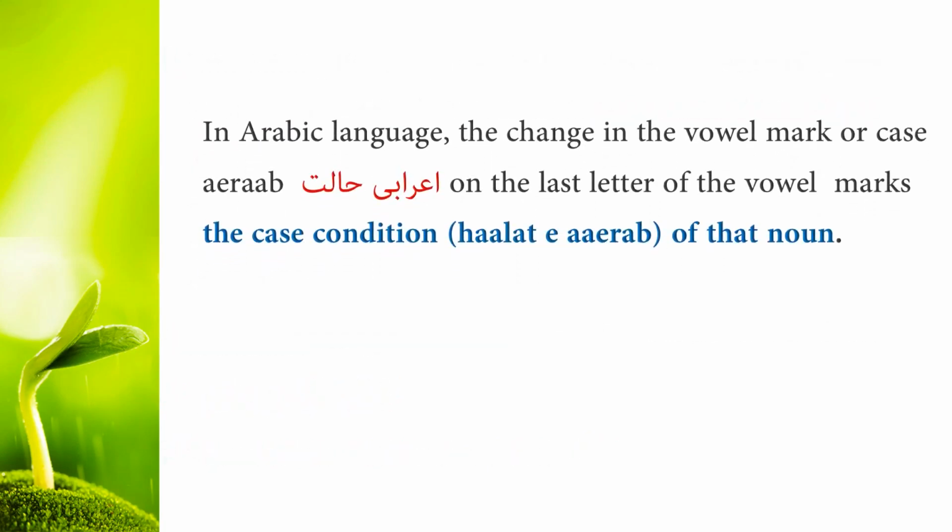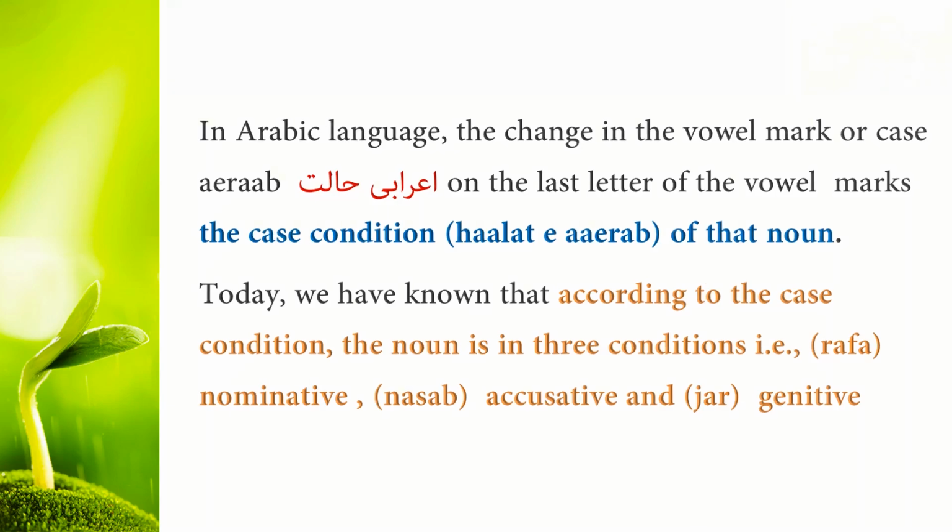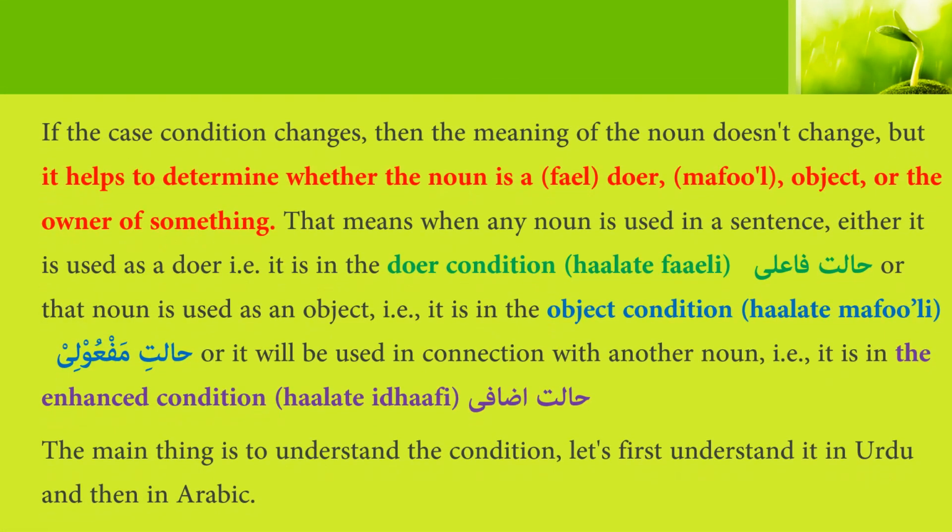In the Arabic language, the change in the vowel mark on the last letter of the noun determines the case condition, halat Aeraab, of that noun. Today, we have known that according to the case condition, the noun is in 3 conditions, that is, rafa nominative, nasab accusative, and jar genitive. If the case condition changes, then the meaning of the noun doesn't change, but it helps to determine whether the noun is a fa'il, doer, maf'ul, object, or the owner of something.